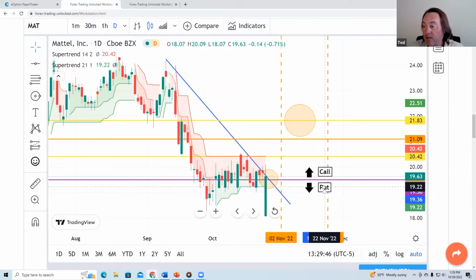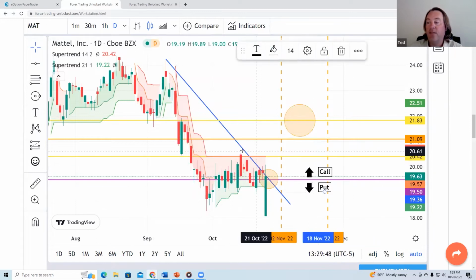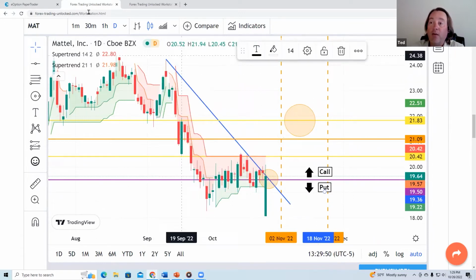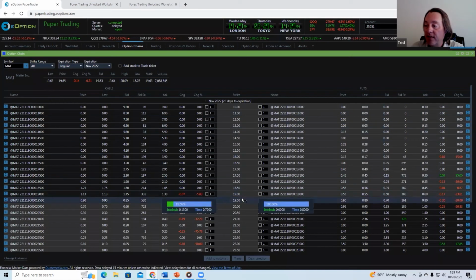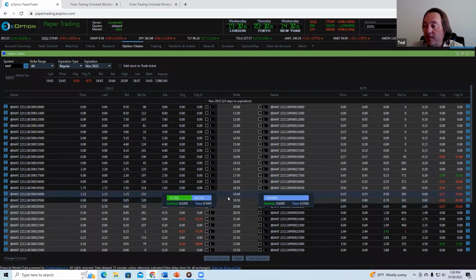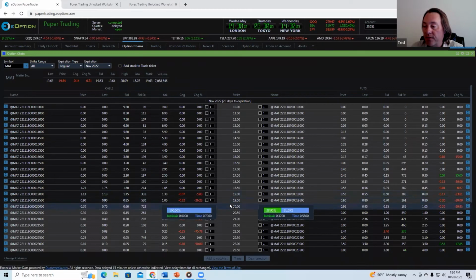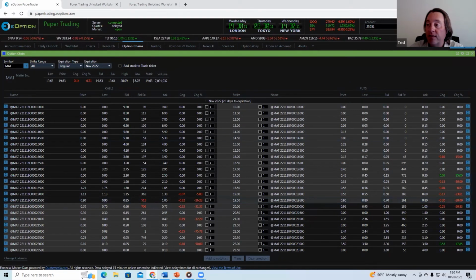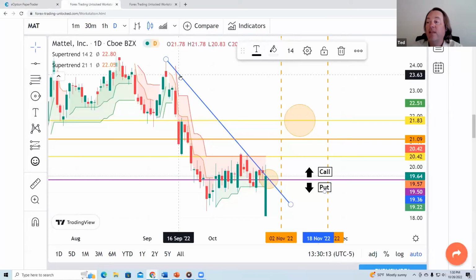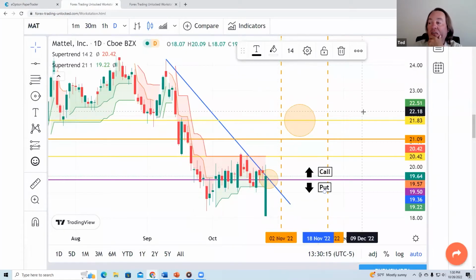Okay, so let's just say we go with the 19.50 put. Now we knew that one here on the options chain for Mattel. The pricing here, oops, there it is, the 19.50 is at 70 at 80. So that's a pretty decent bid-ask right there. That's not too bad. All right, so let's say that the put side is the way you want to go.